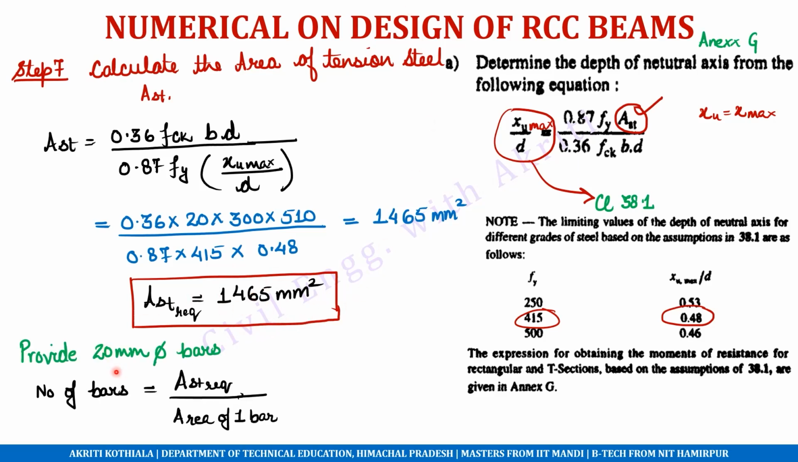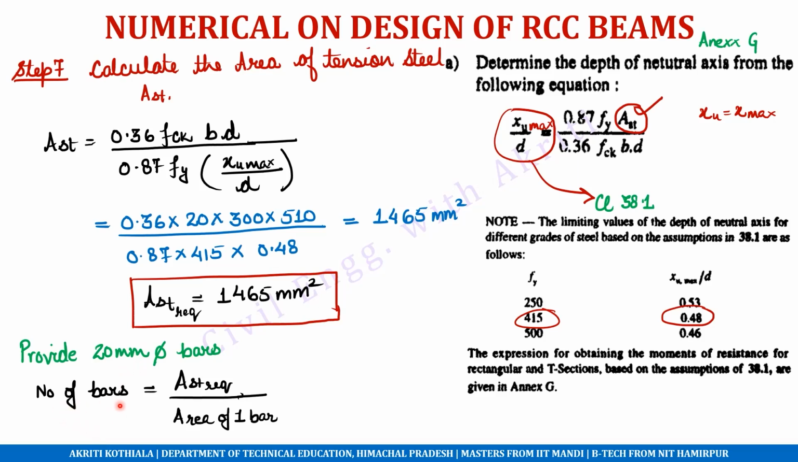So we assume that we'll provide 20 mm diameter bars. You can assume any valid value. It can be 16 mm, it can be 12 mm, whatever suits you. Just keep in mind that this value should not be very low or very high, and this will require a lot of practice.